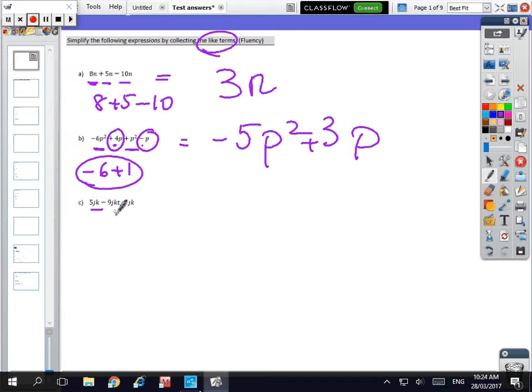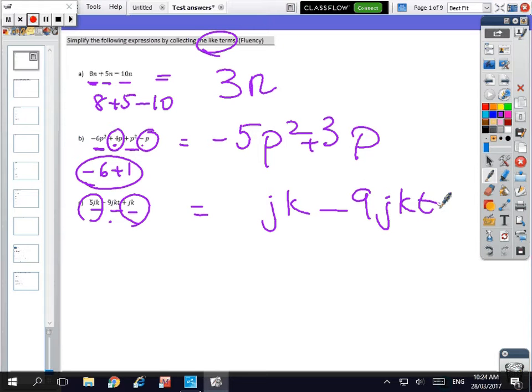Okay, jk, jkt, jk, so the jk's go together. So we must have some jk's in the answer. And then the jkt doesn't have any like terms, so we've got 5 plus 1 for the jk, so the answer is just 6.